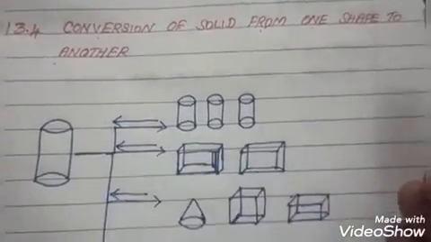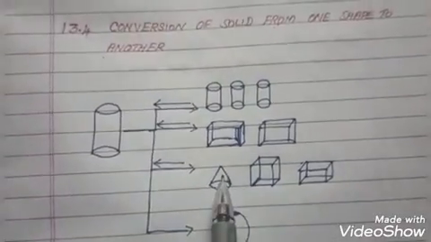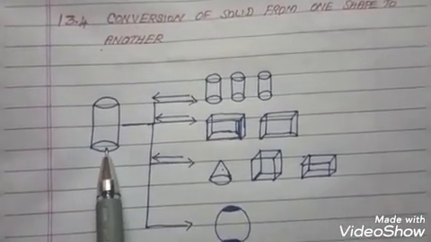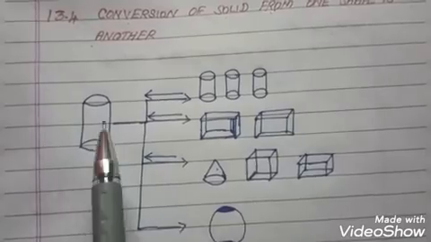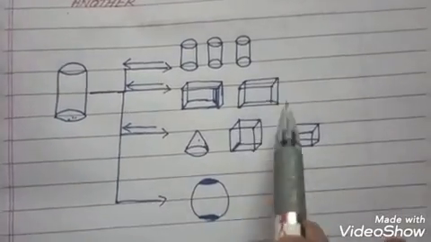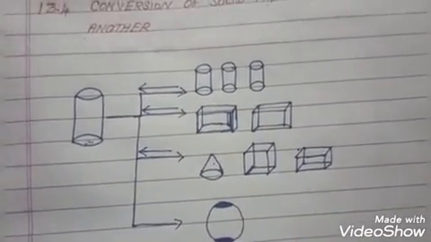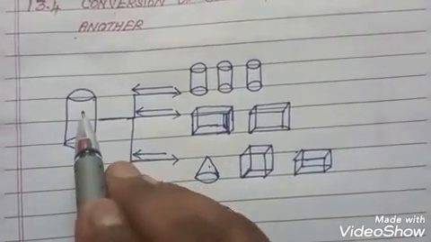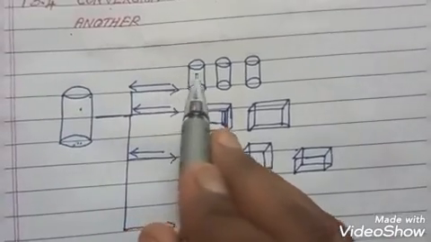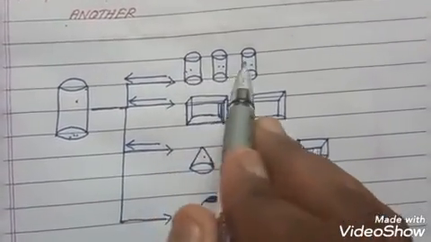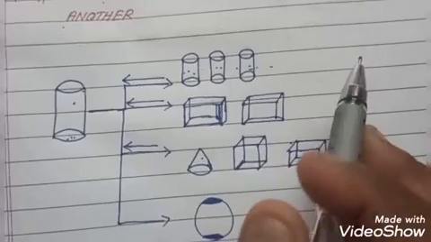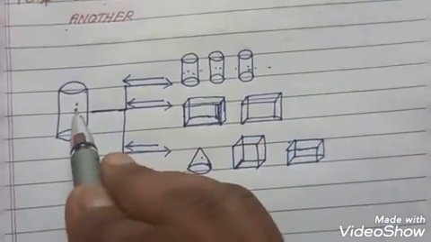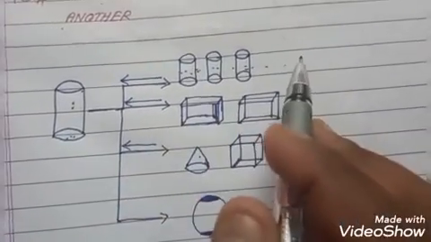I have to show some figure here. So here one of the solids, this is a solid cylinder. I need to convert this into different types of shapes. The first conversion you have to see: one cylinder can be converted to three different cylinders. So one larger cylinder is converted to three small cylinders.